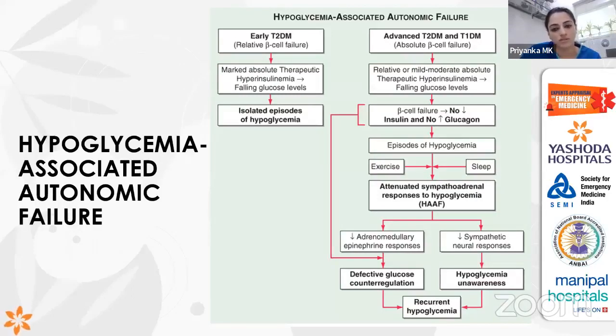The most common cause is what we call hypoglycemic unawareness, which is due to hypoglycemia-associated autonomic failure. In early type 2 diabetes, there's a relative beta cell failure, which causes isolated episodes of hypoglycemia. But in advanced type 2 diabetes and in type 1 diabetic patients, there's absolute beta cell failure. This causes multiple episodes of hypoglycemia, which are stimulated by exercise and also by sleep, and there's an attenuated sympathoadrenal response, decreased adrenomedullary epinephrine and decreased sympathetic neural responses, which cause defective glucose counter-regulation and recurrent hypoglycemia.